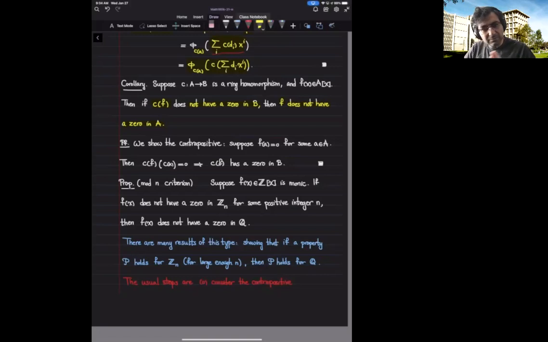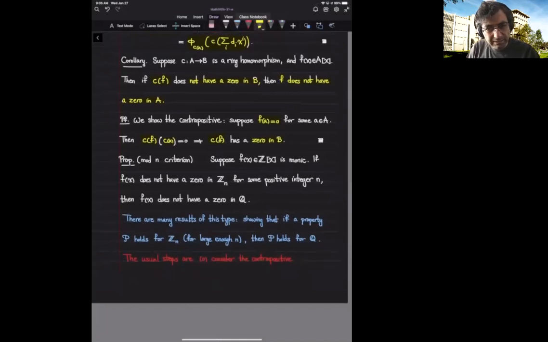Again, if we prove the contrapositive statement, so if f does have a zero in A, you simply apply your ring homomorphism, C, to the equation f of a equal to 0. And that means when I evaluate C of f at C of a, I'm getting 0. That means this polynomial has a 0 inside the ring B.